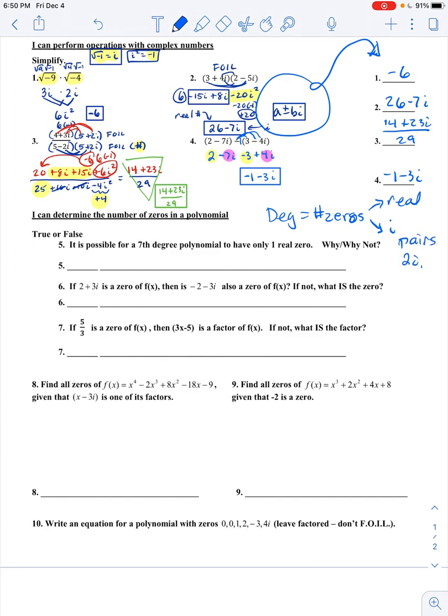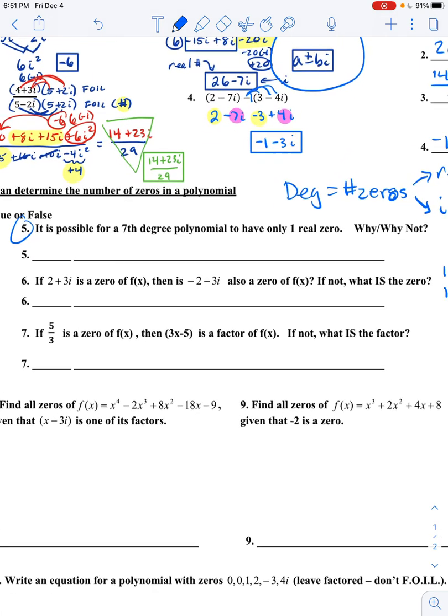So if 2i is a zero, so is negative 2i. If 1 plus 3i is a zero, then so is 1 minus 3i. And when something comes in pairs, you can only have an even number of them. So I can have none, or 2, or 4, or 6. So that's what this problem number 5 is referring to.